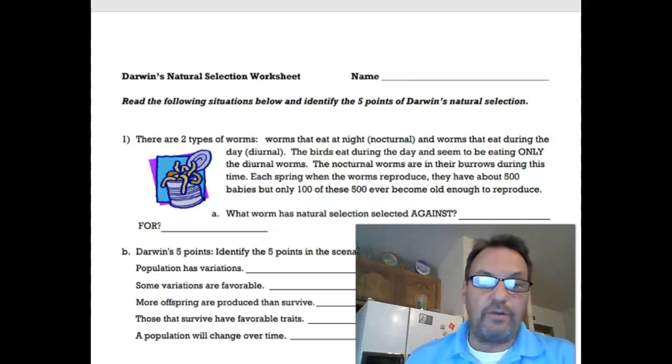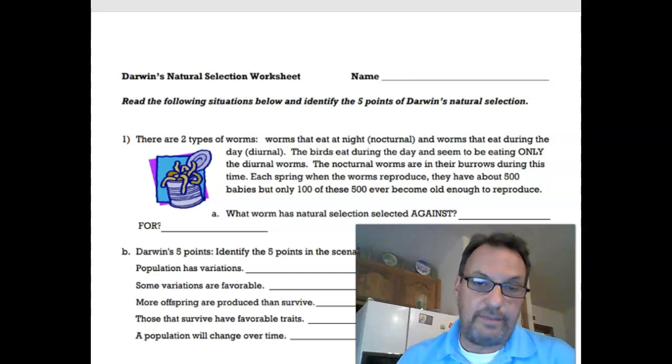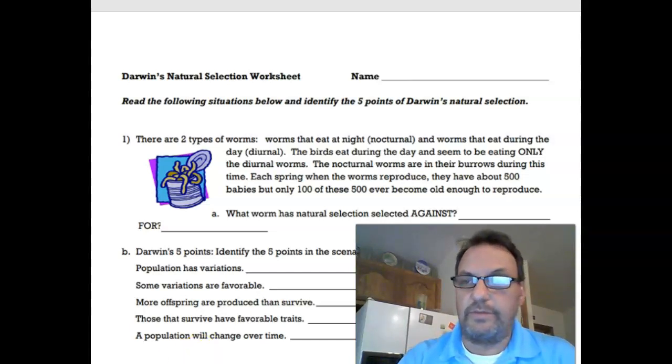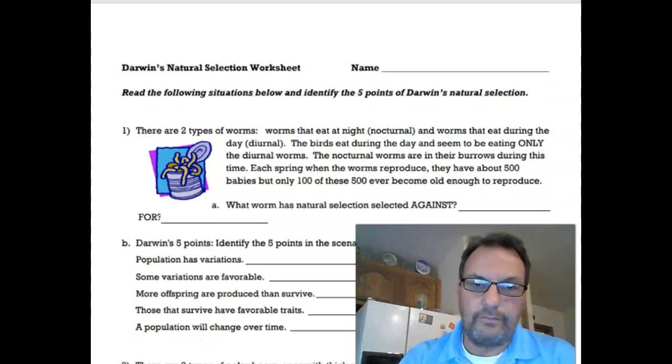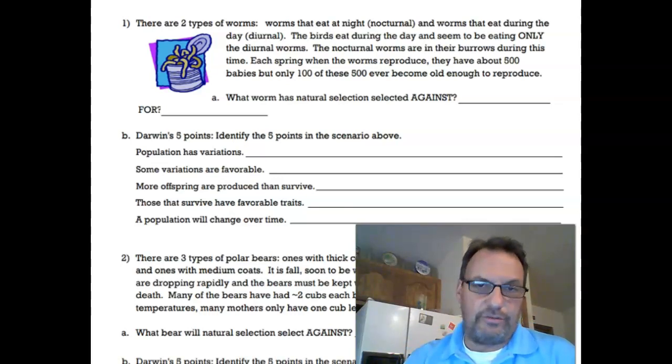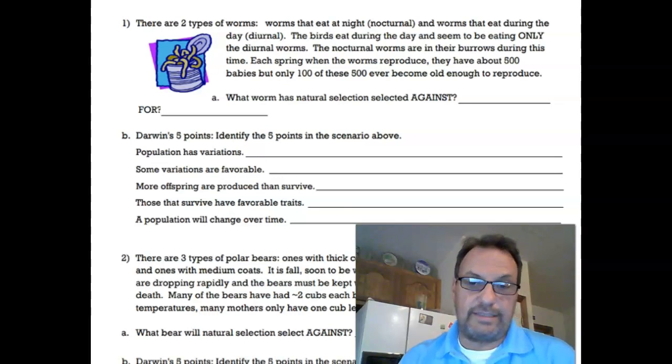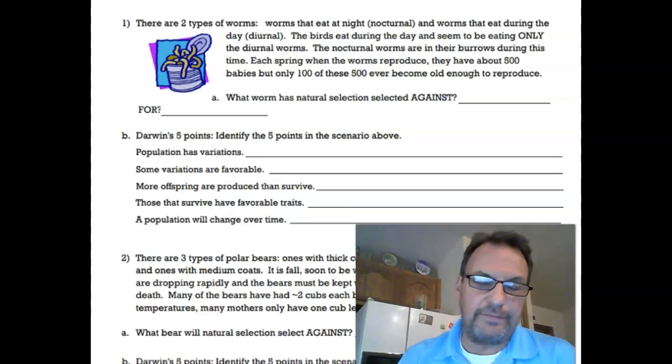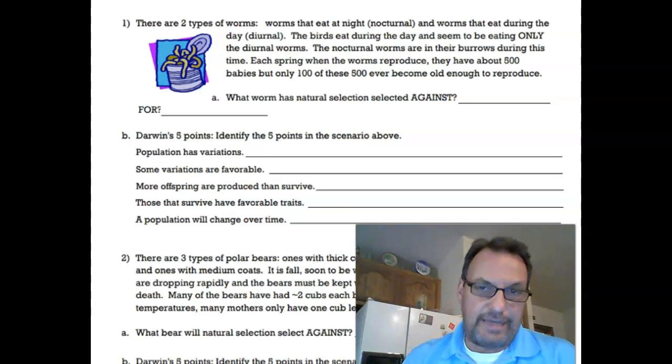And every spring, when the worms reproduce, they have about 500 babies, but only 100 of these 500 will ever become old enough to reproduce. So let's think about it. Which of those worms has natural selection selected against? If you think about it, the diurnal worm is going to be at a disadvantage because it's going to have more predators. So natural selection has kind of worked against this type of worm that's just going to be out there trying to eat during the day.